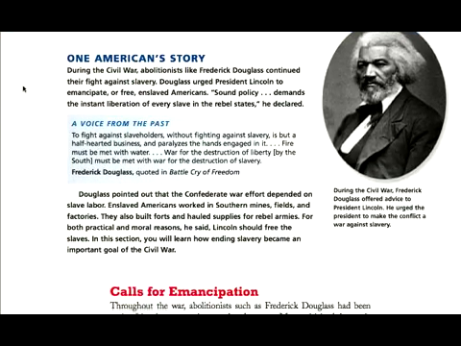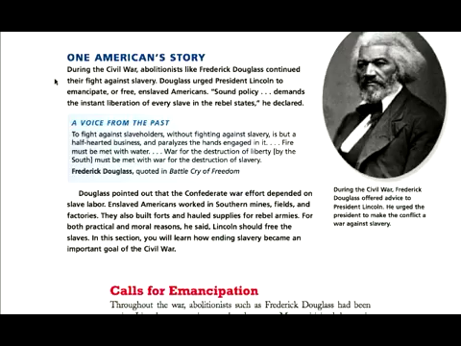One American story. During the Civil War, abolitionists like Frederick Douglass continued their fight against slavery. Douglass urged President Lincoln to emancipate, or free, enslaved Americans. "Sound policy demands the instant liberation of every slave in the rebel states," he declared. "To fight against slaveholders without fighting against slavery is but a half-hearted business and paralyzes the hands engaged in it."